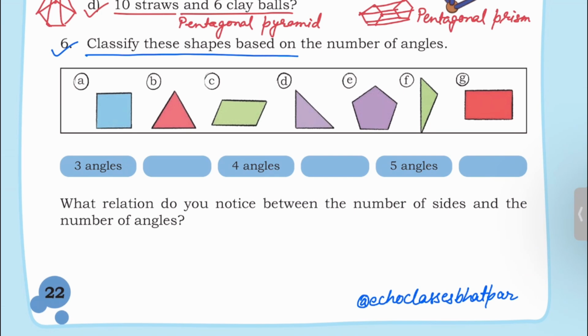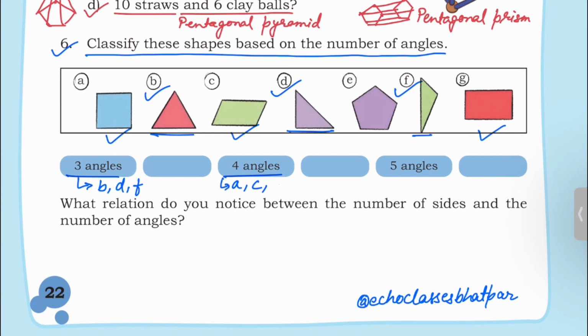Six. Classify these shapes based on the number of angles. 3 angles: B, D and F. The shapes present in B, D and F have 3 angles. 4 angles: the shapes present in A, C and G have 4 angles. 5 angles: 5 angles is only present in shape E. The answer is shape E.